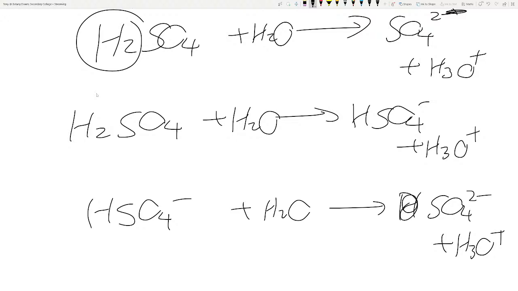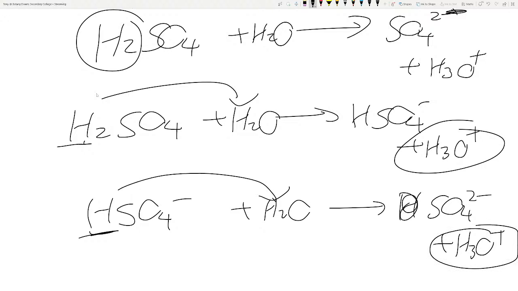Good luck tomorrow. Where did the extra H plus go in the second equation? Huh? What do you mean, Amy? What do you mean extra H plus? It went from here to here, one of these, one from here to here. So you can see I made 2 moles of H3O plus.